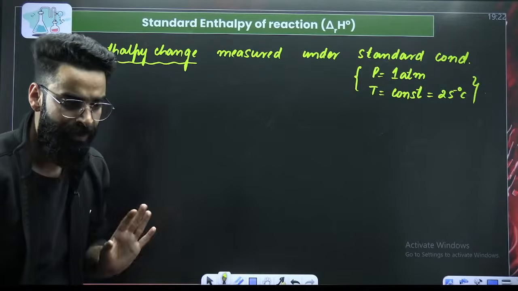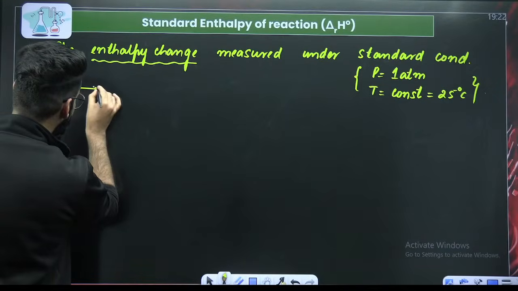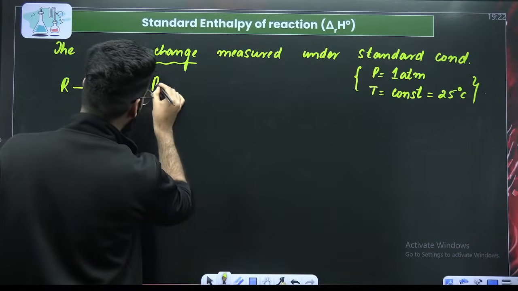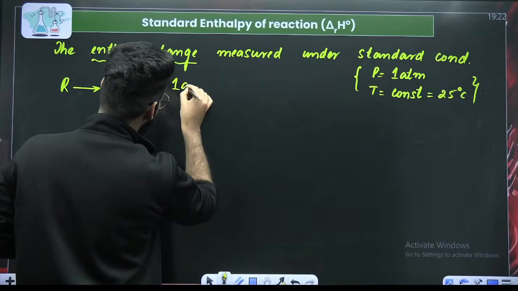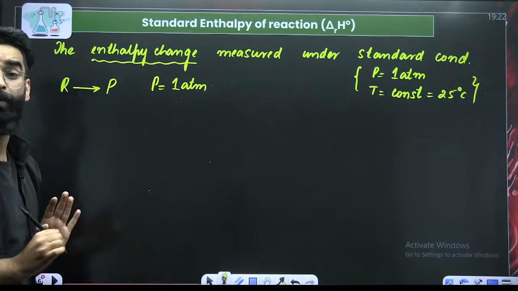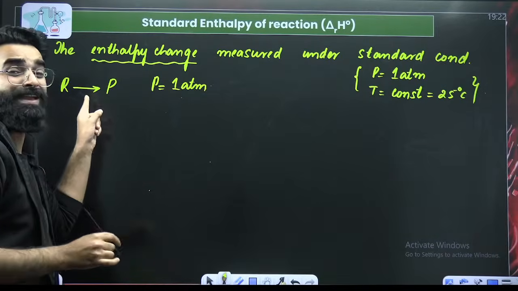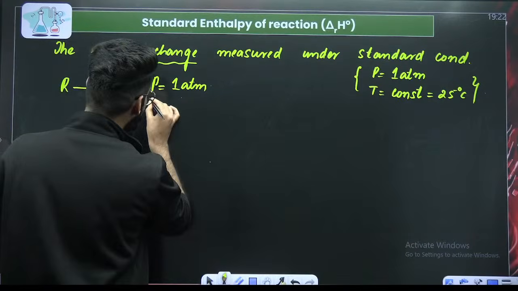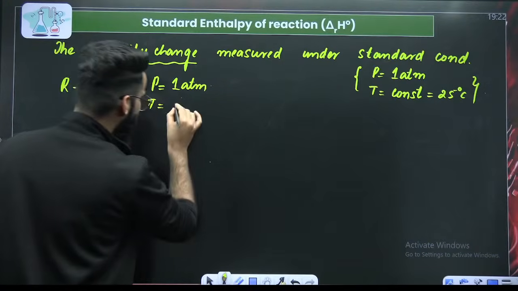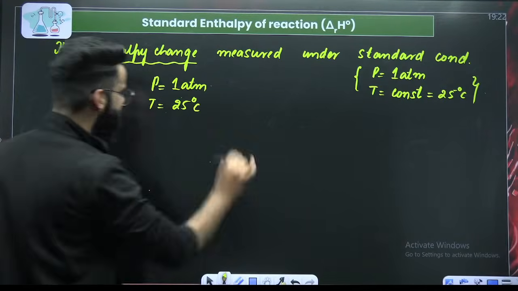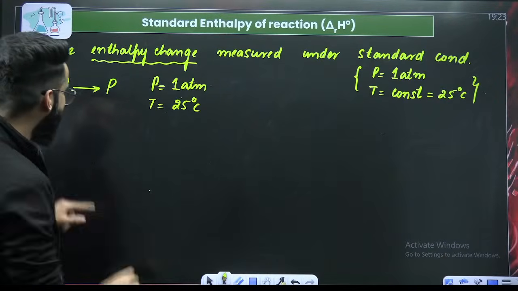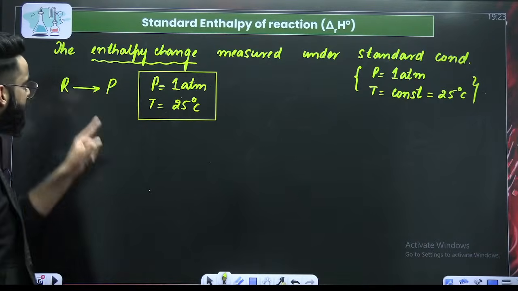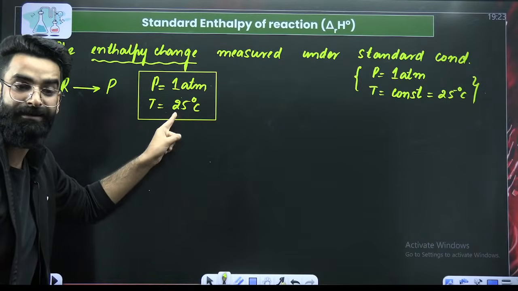My dear students, imagine you have a reaction in which reactants are getting converted into products. I believe this particular reaction is carried out at 1 atm pressure. I believe it is also carried out at constant temperature. Assume that the temperature at which the reaction is taking place is 25 degrees centigrade. So can I say this reaction is carried out under standard conditions? Absolutely, this reaction is carried out under standard conditions.